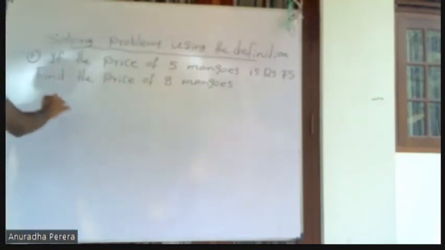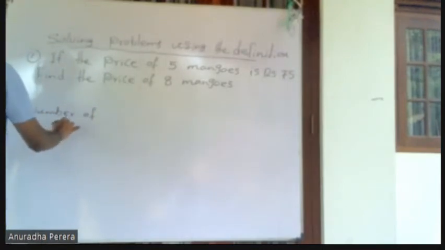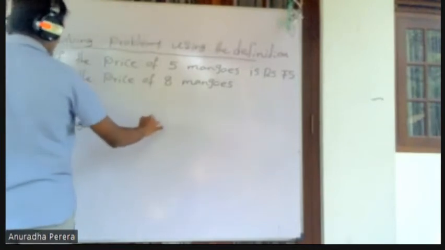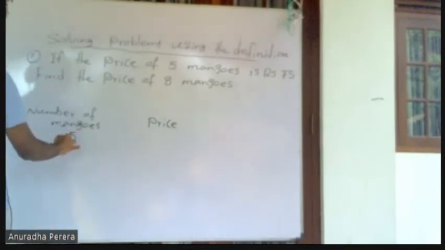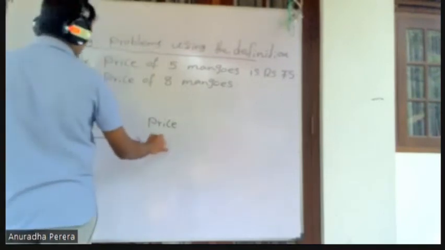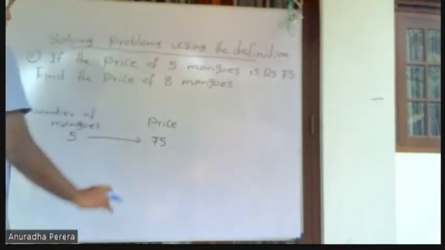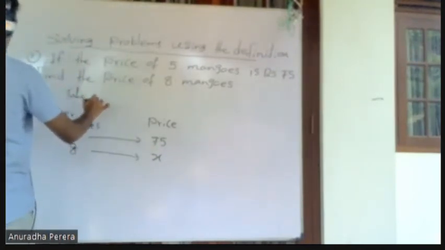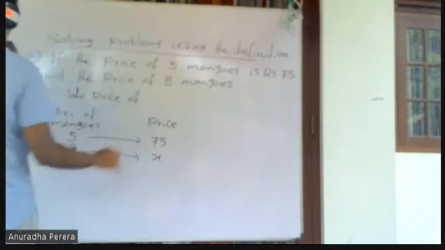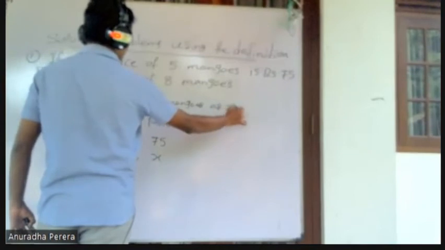First, we have to identify the relationship between number of mangoes and the price. Right? If the price of 5 mangoes is 75, and the price of 8 mangoes we need, take the price of 8 mangoes as x. X කියලා ගන්න.